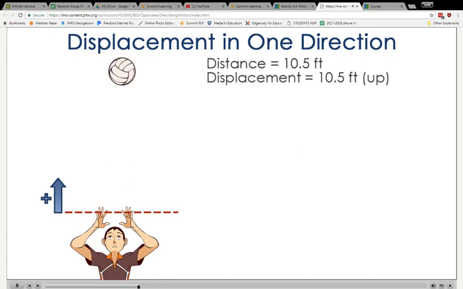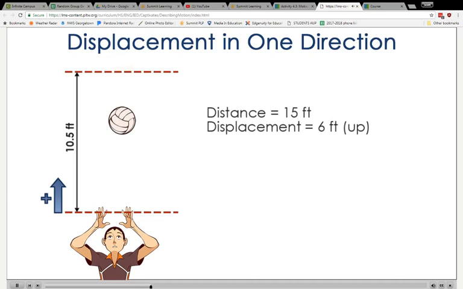Now the ball is at the top of its motion path and begins its descent. The distance the ball has traveled is 10.5 feet, and the displacement is also 10.5 feet up, since the distance between the starting position and the position of the ball is 10.5 feet and still in a positive direction.